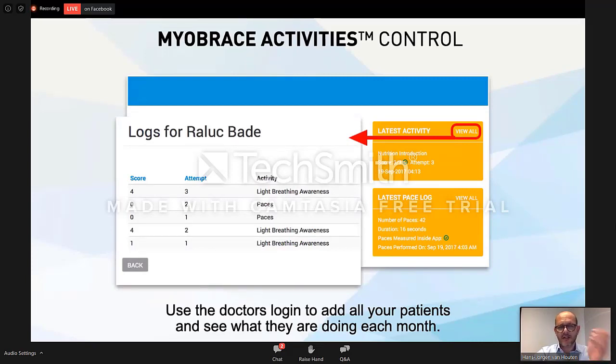In this case, you can see that this patient was doing the quiz of the light breathing awareness, and he did the quiz 3 times with a score of 4. So it was 4 questions, and it took him 3 times to answer all the 4 questions. It is also a way of controlling the patient, to check that he understands what he is doing.